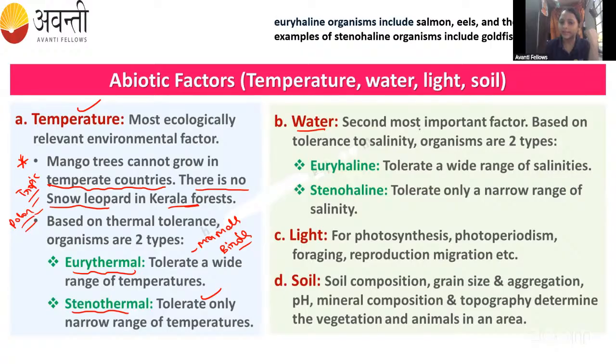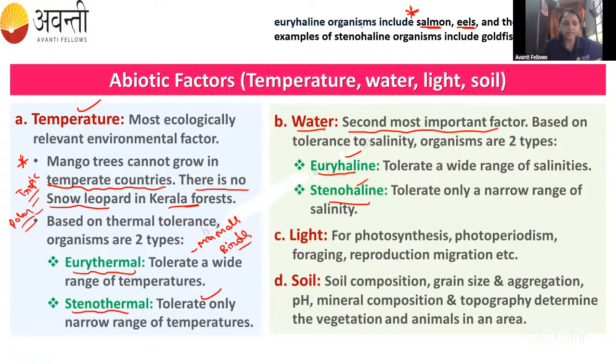So here it is, the second most important factor: euryhaline and stenohaline. Here, mainly the organisms are differentiated into euryhaline and stenohaline. If they are able to control the broad-level changes of the salt in the water, they are called euryhaline. Okay, the euryhaline examples are the salmon fish, eel, and the green crab. Okay. So kindly remember this.